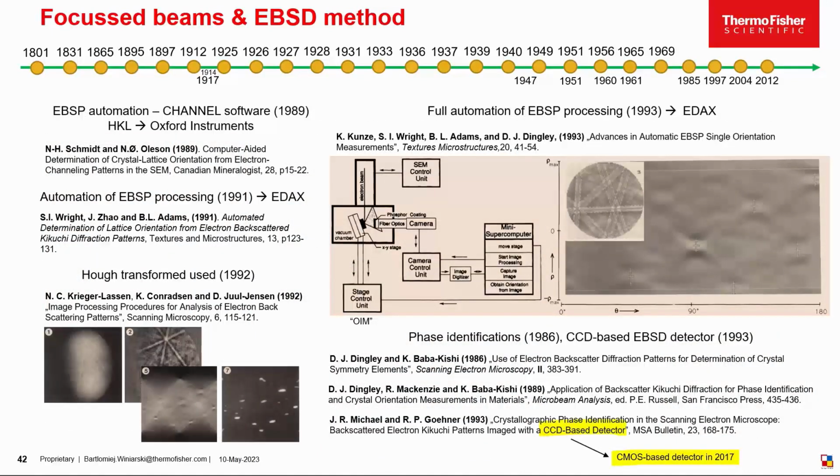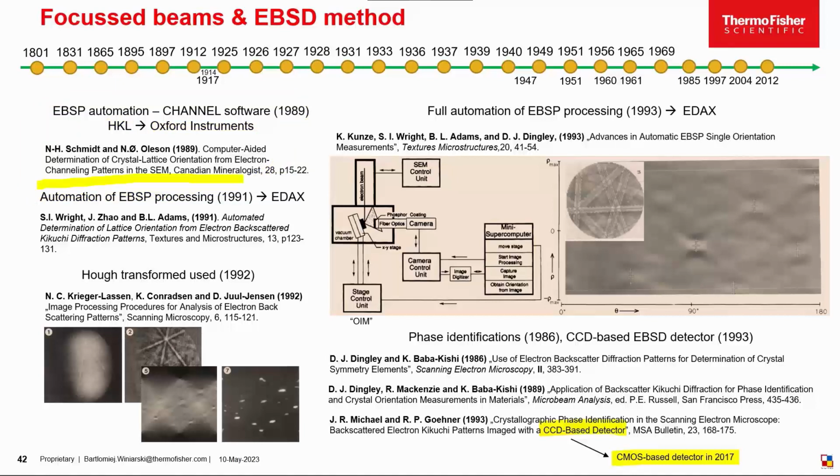The first automation of the pattern indexing was presented in 1989 by Schmidt and Olesen. They presented it within Channel software, later distributed by HKL company in Denmark. Finally, the indexation method was adopted and used by Oxford Instruments from the United Kingdom.